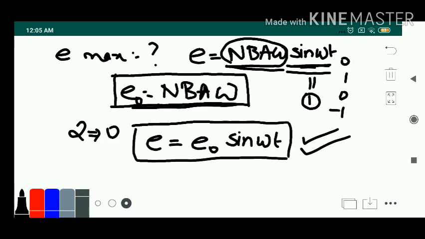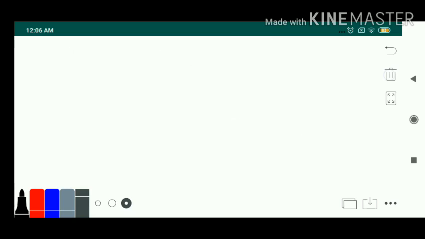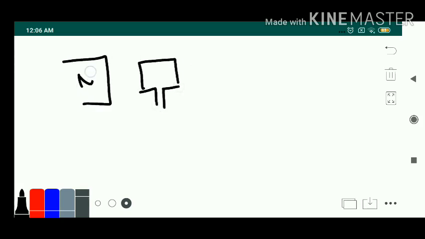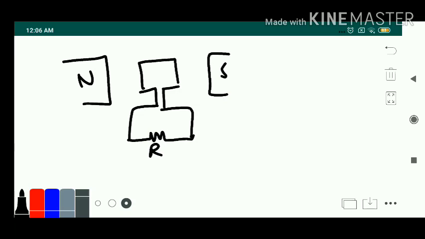Clear? Now suppose what I am going to do is, we had a coil between two magnets, right? This is north, this is south, right? Let's say this coil is connected to an external resistance, say R, right? So the current is flowing through it, right? These are the magnetic field lines, right? And the current is flowing. Suppose the coil is rotating in this direction, right? So the coil is causing a current to be induced in it.